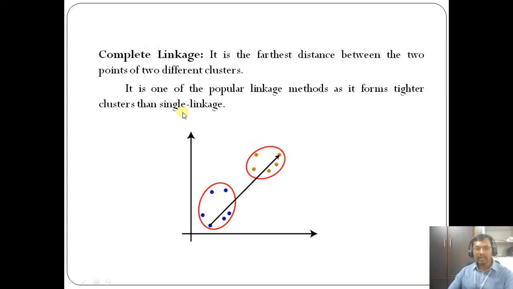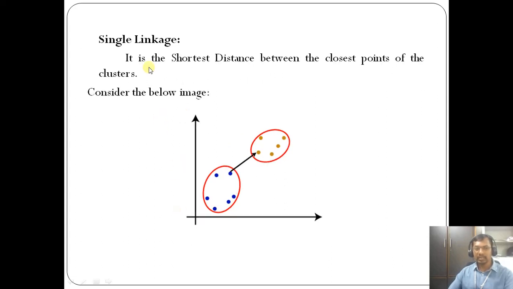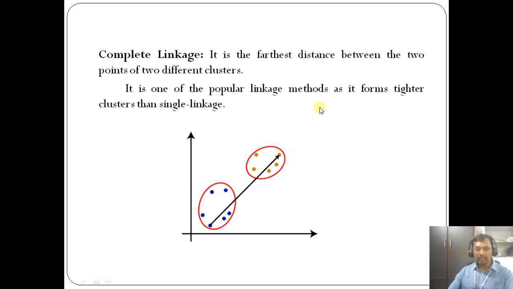Another one is the complete linkage. It is the opposite of the shortest or single linkage, and it finds the farthest distance between the two data points. It is one of the popular linkage methods because it forms tighter clusters than the single linkage method.